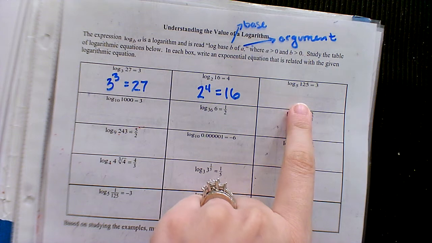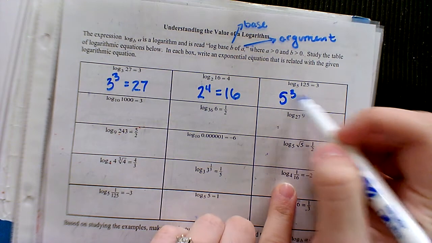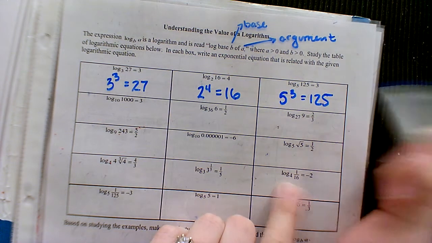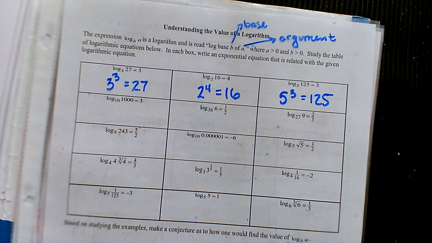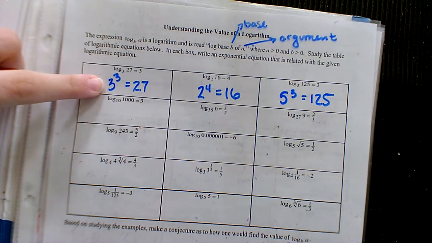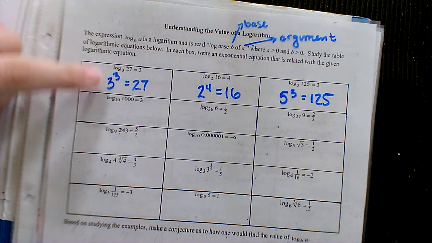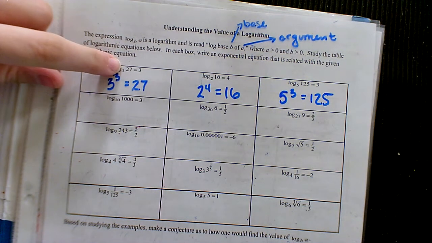Alright, what about the next one? Yeah. 5 cubed is 125. Alright, so if you take a look at those first 3 that we did, how would you describe the process of converting a log equation to an exponential equation? Can you describe where the numbers go? Yeah. The base number.